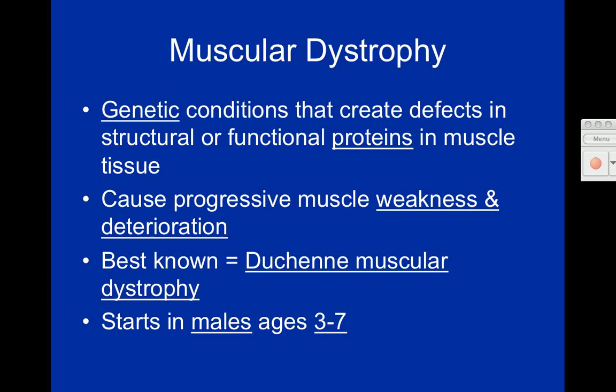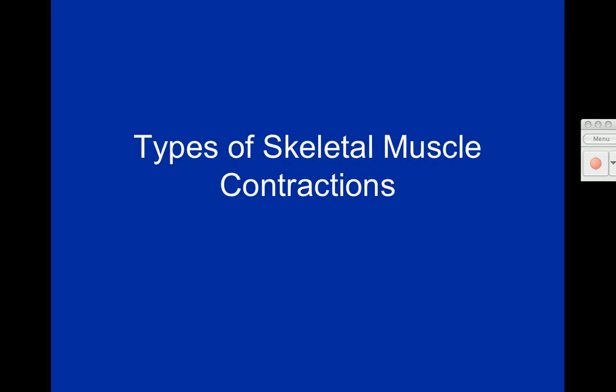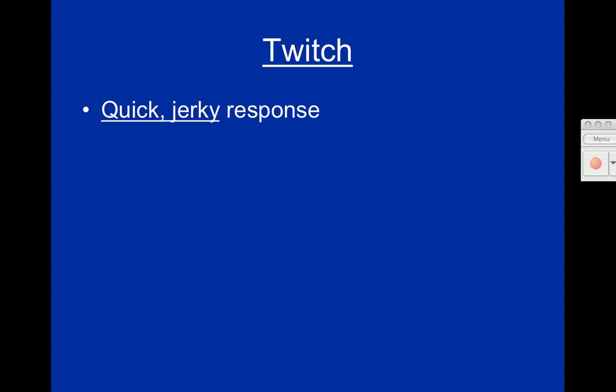Now, we've talked about how muscles contract. That's just simply the sarcomere. Let's talk about how we can actually make these contractions useful, and by that, we're actually going to classify our skeletal muscle contractions. The first one we're going to talk about is a twitch. If you think about a twitch, everybody can make a twitch. It is a quick, jerky response, but for our purposes, it's really not that useful.